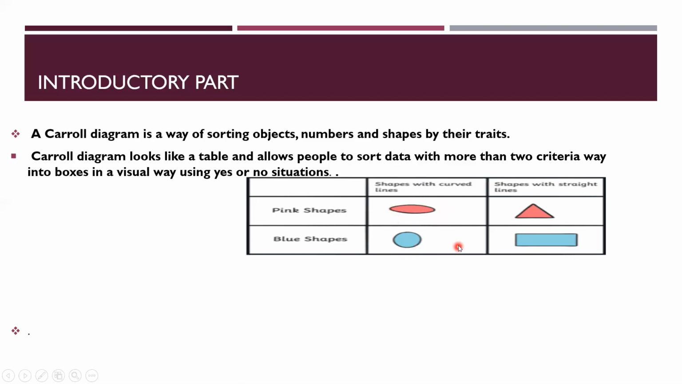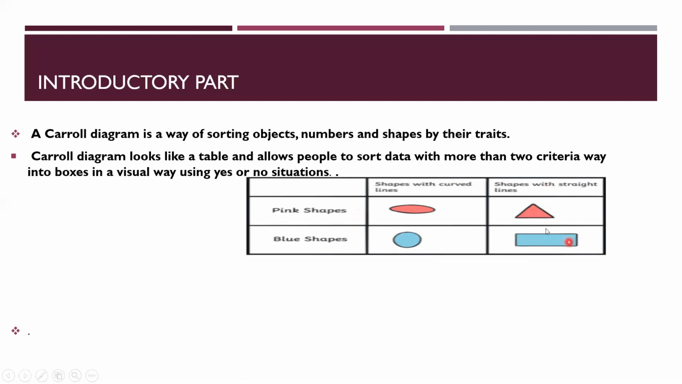Now coming over to here, the criteria are shape with curved lines and blue shape. So the object or shape or whatever comes over here should be a blue shape with curved lines. So I have drawn here a circle. It is in blue color as well as a curved shape. Now coming over here, it should be a pink shape as well as shapes with straight lines. Now see, here it is a triangle with pink color. So it is a pink shape with straight lines. So it satisfies both these two conditions.